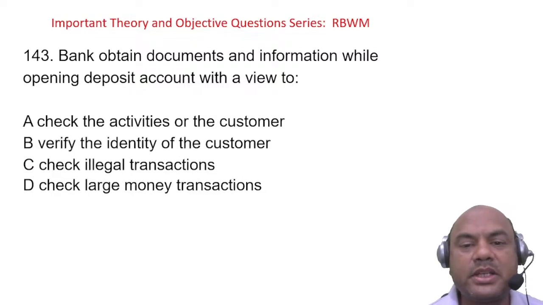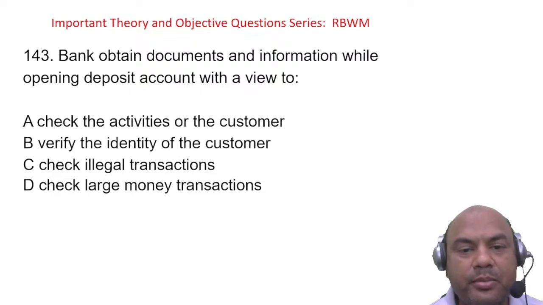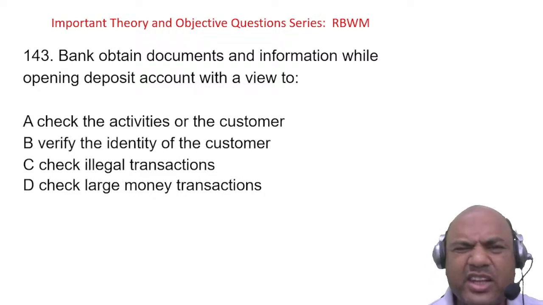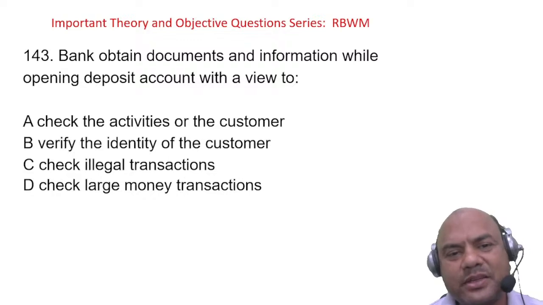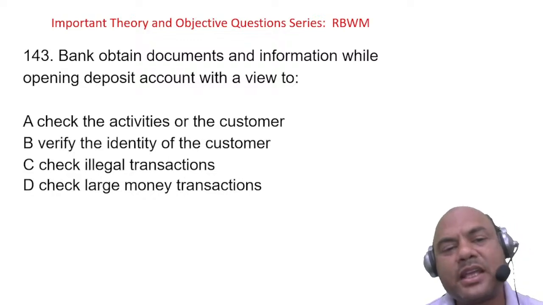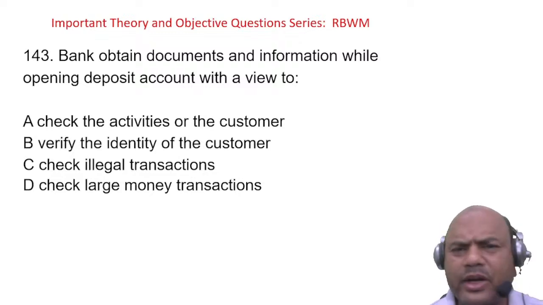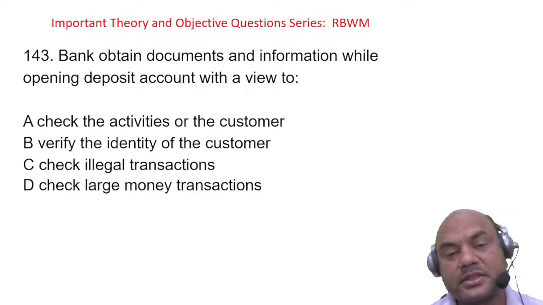Banks obtain documents and information while opening the deposit account with a view to, means why do we get the documents? That bring your Aadhaar card, bring your PAN card, bring this, bring that. Nowadays it's not there. Nowadays everything is thumb, eKYC. But then also, let's say eKYC. Why do you obtain eKYC? Either you get the documents physical or you get the eKYC. Why do you get this? Check the activities of the customer, verify the identity of the customer, check illegal transactions, check large money transactions.